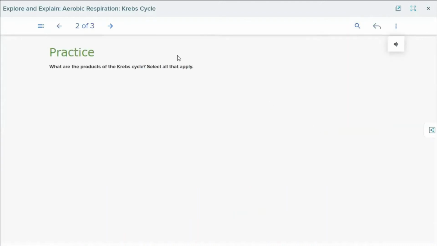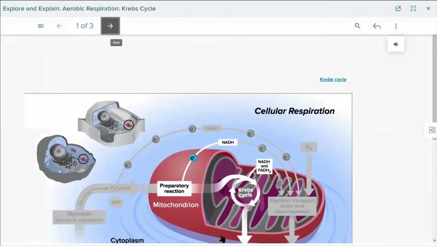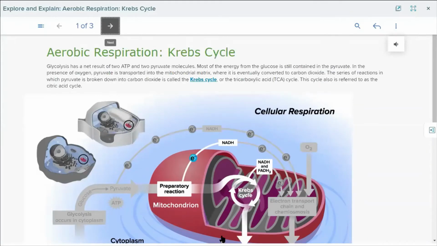Aerobic respiration, Krebs cycle, glycolysis. Simple. Practice. What are the products of the Krebs cycle? Let's go and see. Of course we will start with 2 acetyl-CoA. This is the reactant of the Krebs cycle, 2 acetyl-CoA.